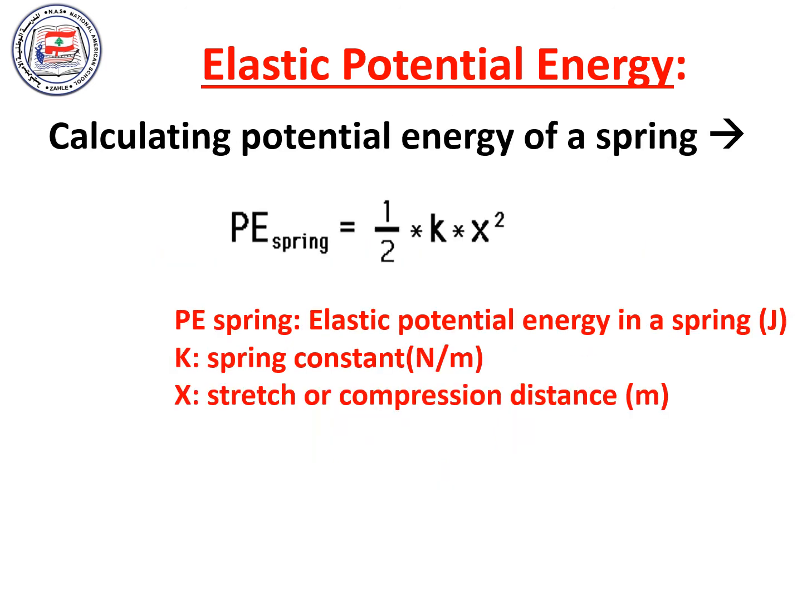In order to calculate the potential energy of a spring, we use the equation we see in front of us. Potential energy of a spring is equal to half times K times x squared, where potential energy in a spring is measured in joules, K is the spring constant measured in newtons per meter, and we talked about it once when we took Hooke's law, and x is the stretch or compression distance of the spring measured in meters. So if it is given in centimeters or in kilometers, we convert it and then we calculate.